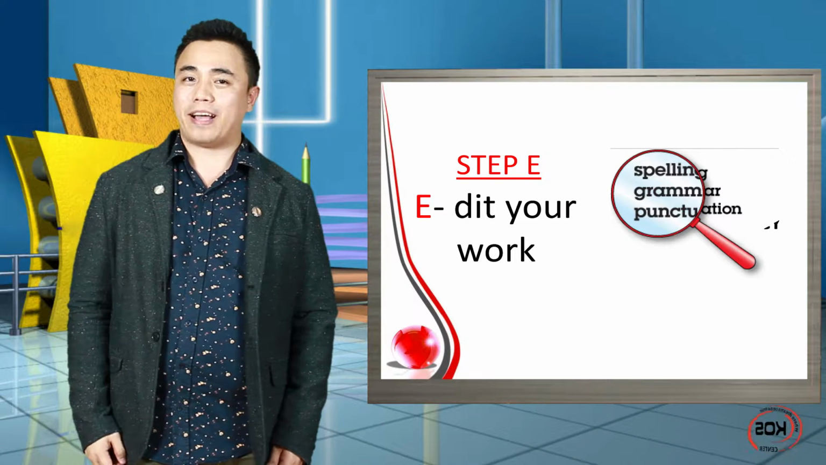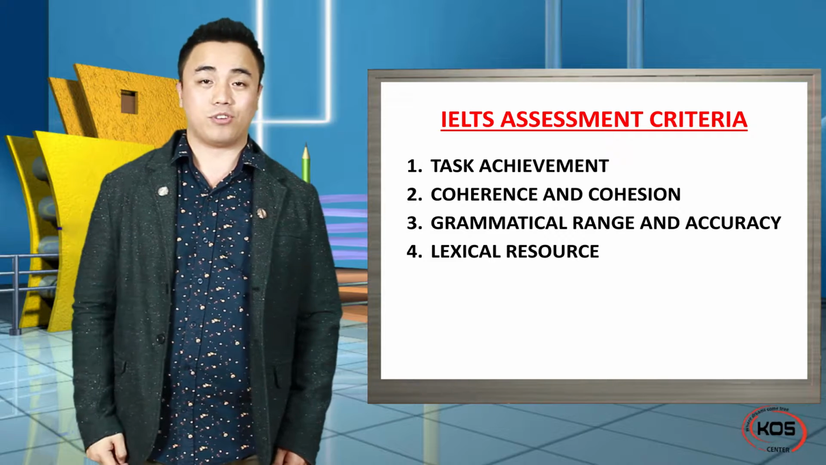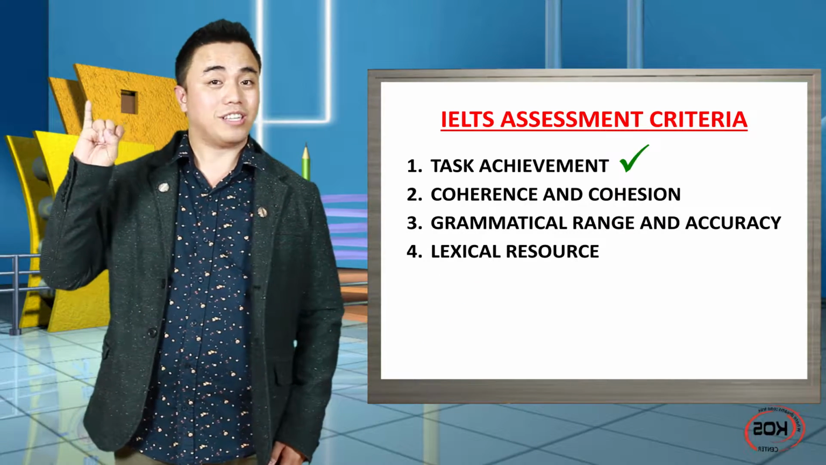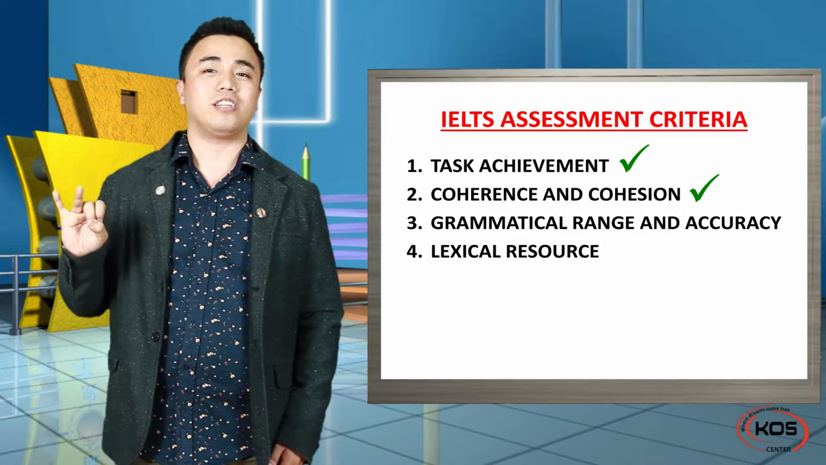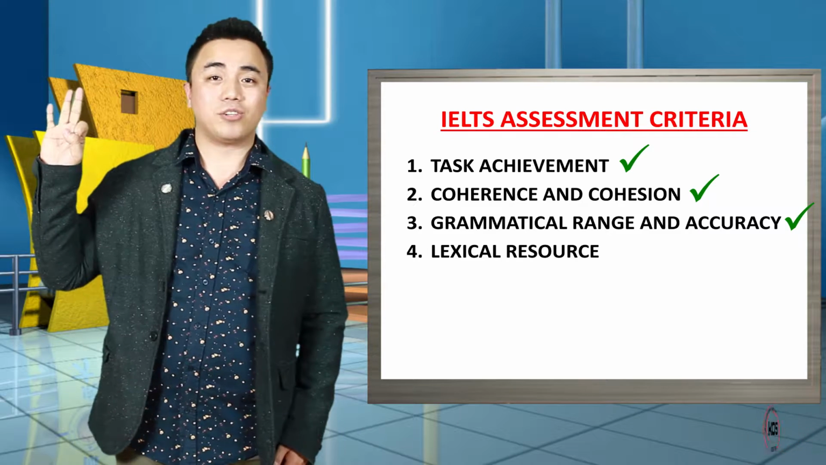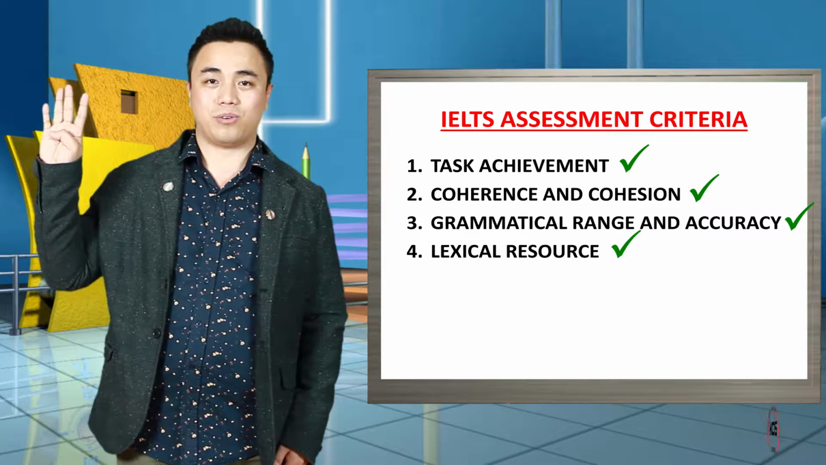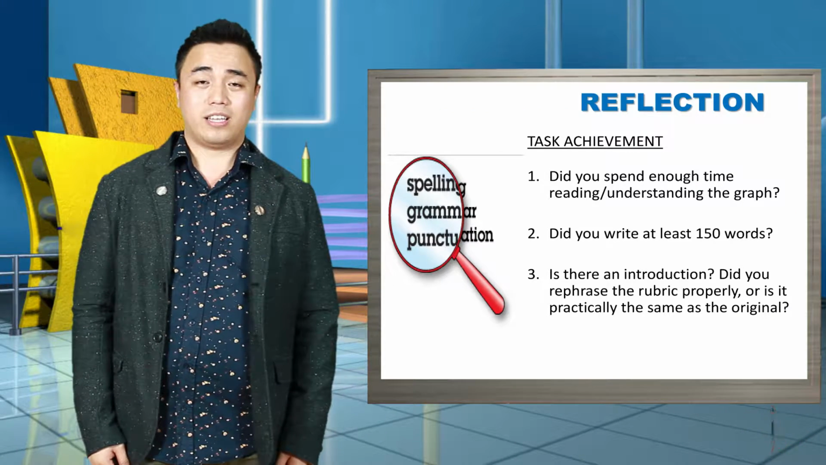We always go back to the 4 major criteria that are used by examiners in the examination. And what are they? We have first, task achievement. Second, coherence and cohesion. Third, grammatical range and accuracy. And fourth, lexical resource. Let me talk first to you about task achievement.